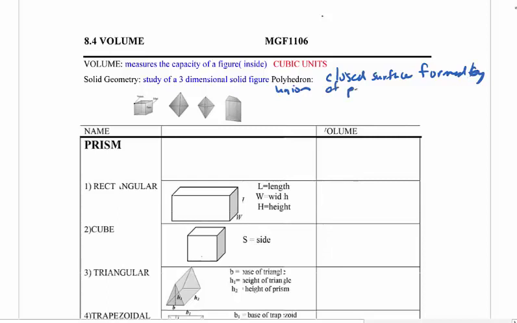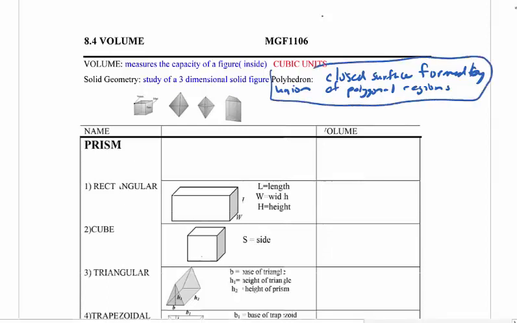of polygonal regions. So again, it means the sides, the 2-dimensional sides of it will be some type of a polygon. So that means it can be a triangle, a rectangle, a trapezoid. So you have options there in those pieces. That's my definition for a polyhedron. Closed means you can trace it all the way around.